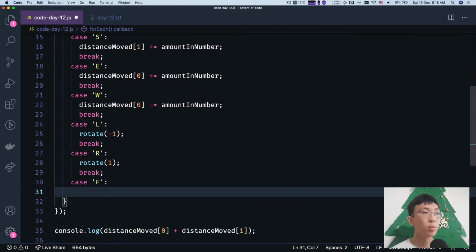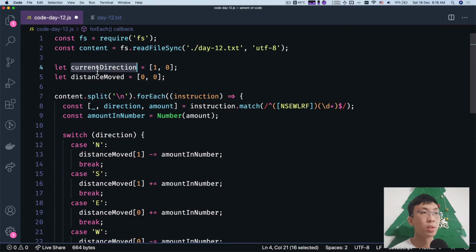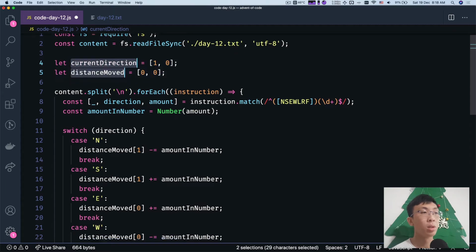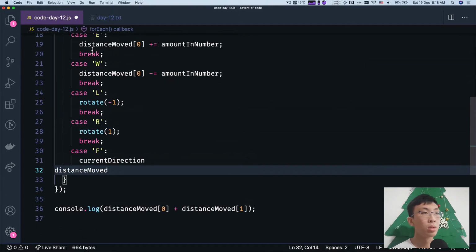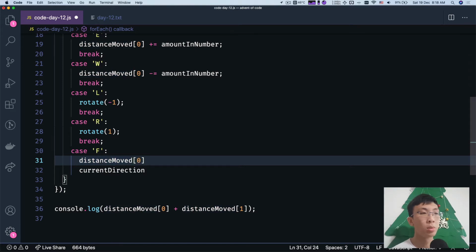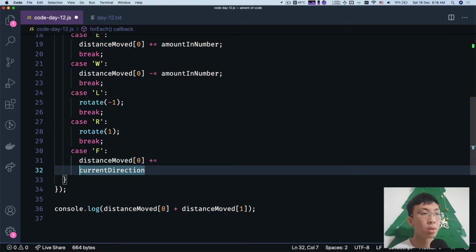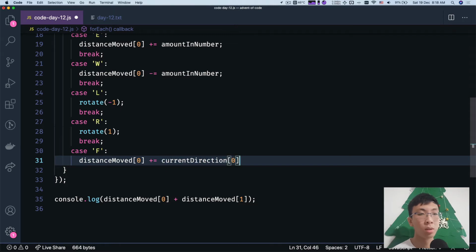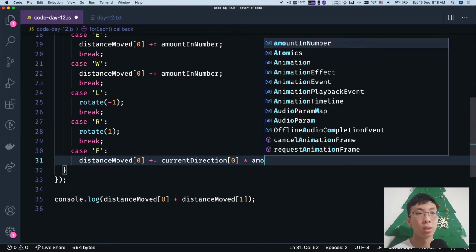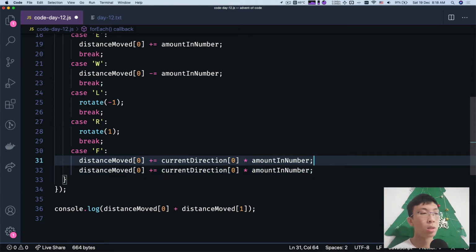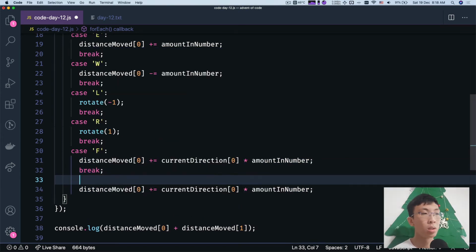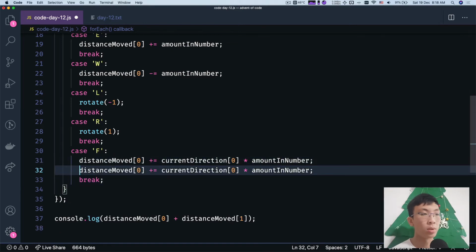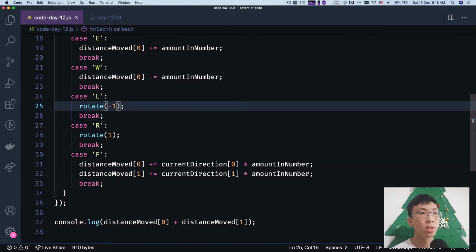Then lastly is the forward, which moves forward in terms of the direction that we're facing. So direction moved 0 plus equals the current direction 0 times the amount in number, and break. I think that's all. And of course, we need to move both the x and y axis. And the rotation actually takes a degree as well.